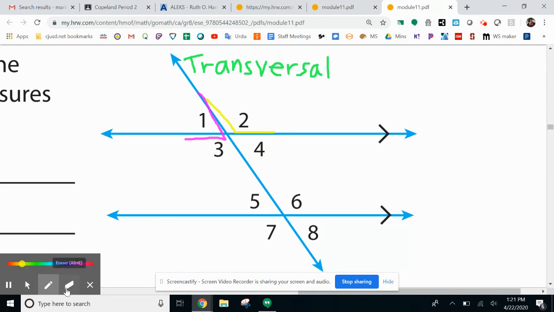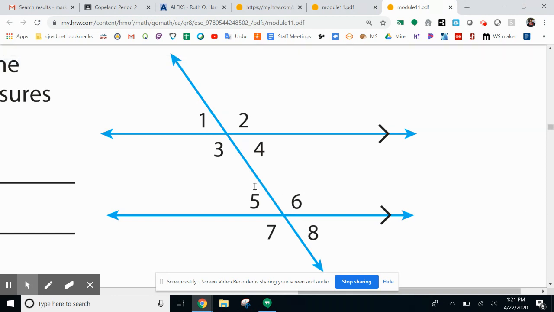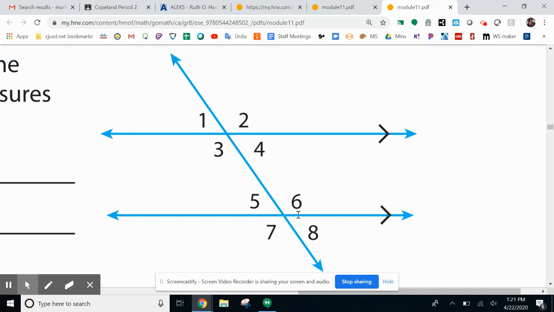What we have to remember is that when these transversals come through parallel lines and make these angles, there are only two different angle measurements. All 8 of these angles only use two different measurements. So a lot of them are going to be equal, and a lot of them are going to be congruent.